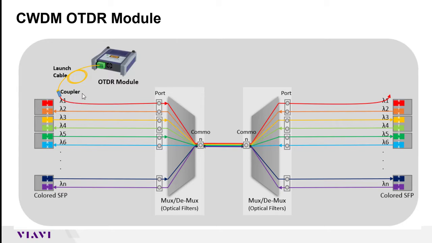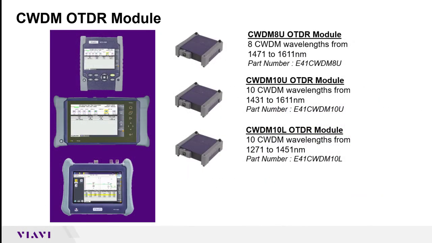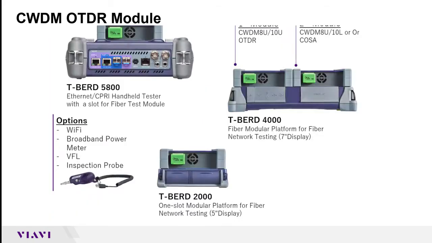So in the case that you want to be able to test through an actual mux port and onto the common fiber, and then also on the back side of the demux, on the far side of the fiber run, by choosing the exact CWDM wavelength, you would be able to pass through both the mux and the demux. These modules can be attached to one of our three major T-BERD platforms, the T-BERD 2000, the T-BERD 4000, or the T-BERD 5800 here at the bottom.